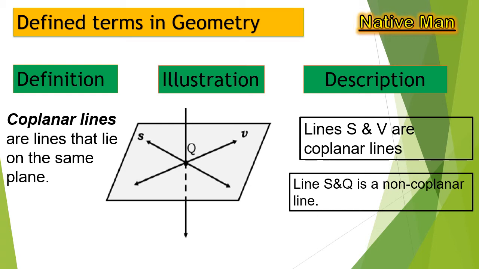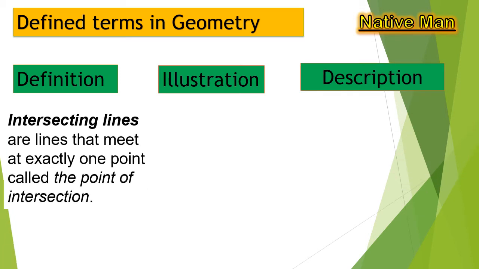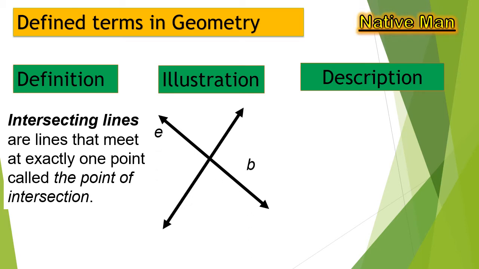Okay, so another defined term in geometry is that intersecting lines. So, are lines that meet at exactly one point called the point of origin. So, another term ng intersecting is meet. So, when you say meet, intersect, nag-cross po sila. So, sa illustration, we have, let us say, line E and another line, line B. So, if you notice, yung 2 lines po natin ay nag-meet or nag-intersect or nag-cross.